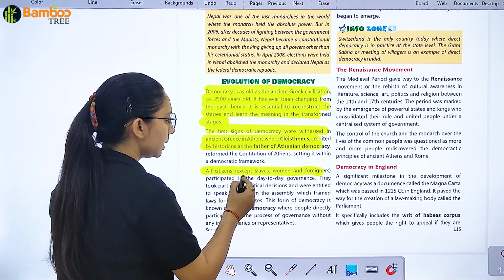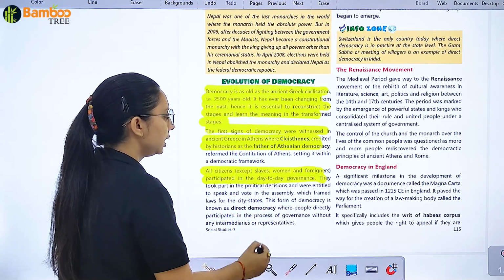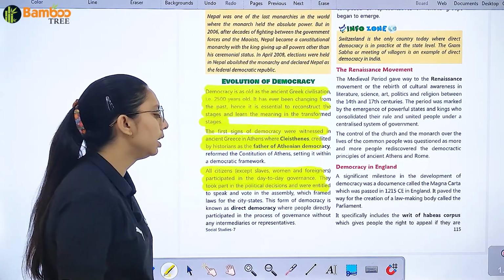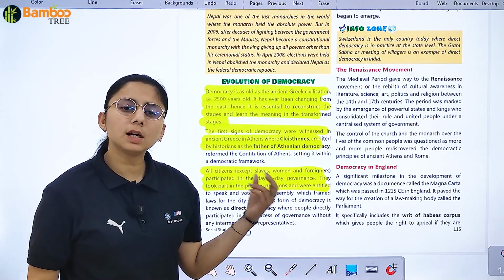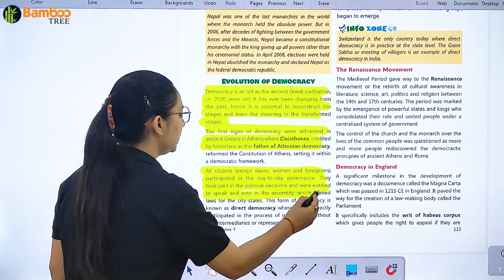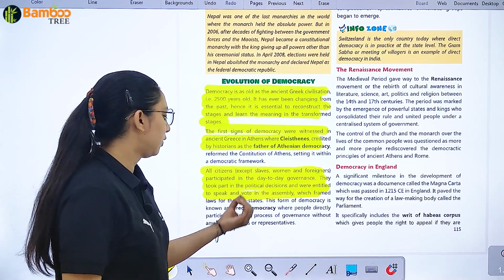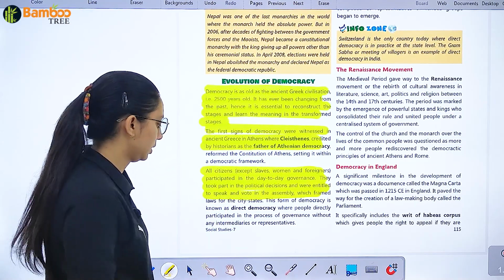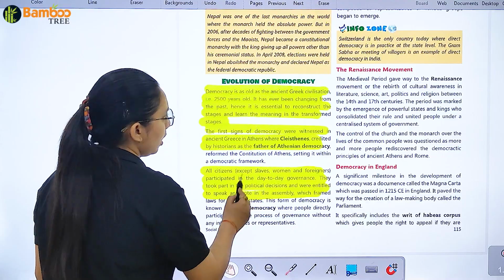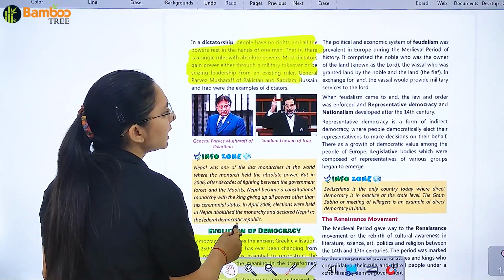Right? All citizens except slaves, women and foreigners participated in day-to-day governance and took part in political decisions. इन्होंने political decision में part लिया and they were entitled to speak and vote in the assembly. They framed laws for the cities and states. इस फॉर्म की डेमोक्रेसी को क्या कहा जाता है, डायरेक्ट डेमोक्रेसी.